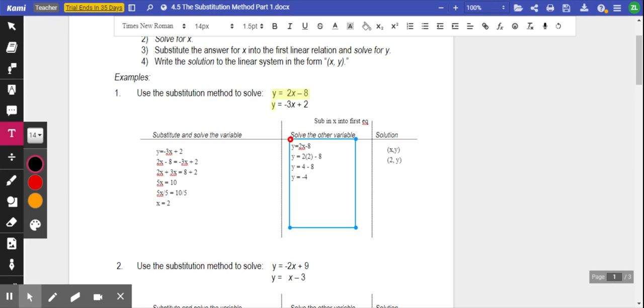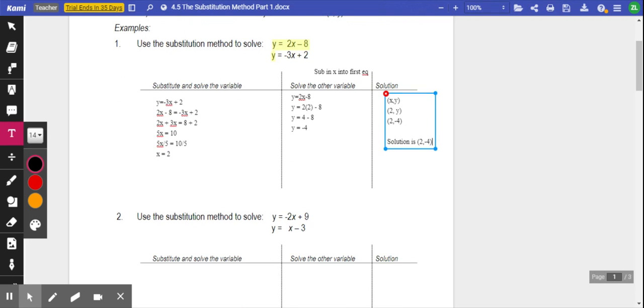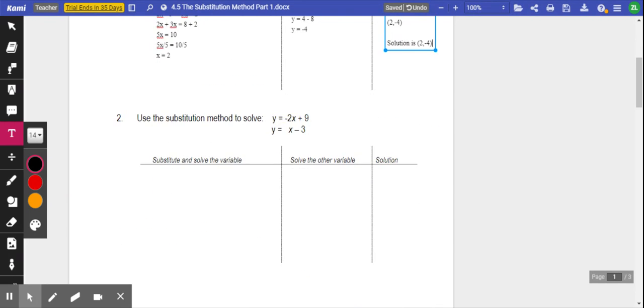Okay. And then all we're going to do is put this into the final equation here. So we now know what our y is equal to, and our x is equal to 2, our y being negative 4. So the point of intersection, or the solution, is 2, negative 4 of these two equations, y equals 2x minus 8 and y equals negative 3x plus 2.